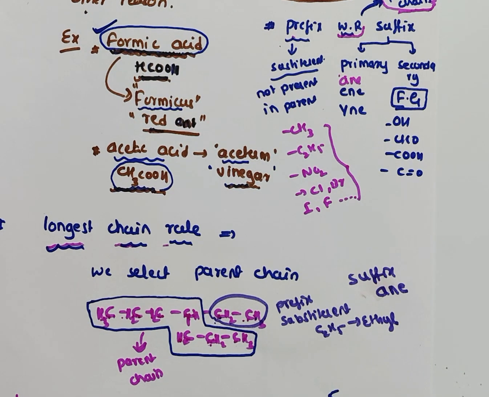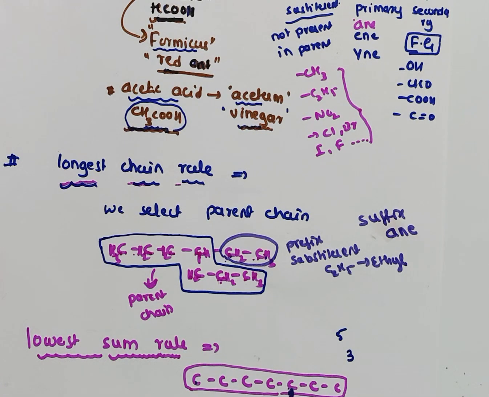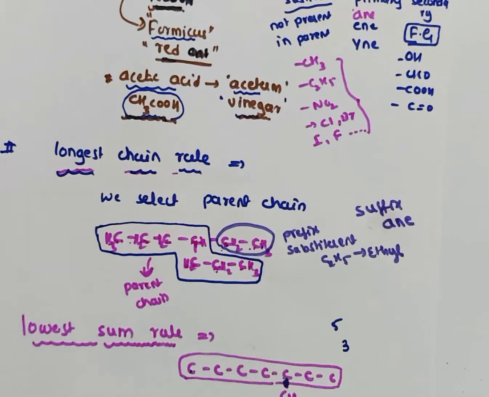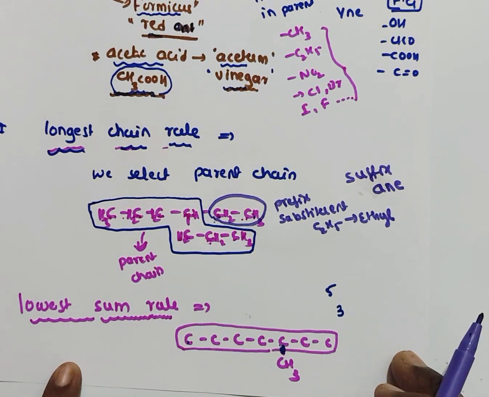First we recognize all these points, then we can easily name the given organic compound. Okay, so the first rule is what? Longest chain rule. So in the given organic compound, first we have to check the possible chains. In that we select the longest chain. Is this clear to everyone? Yes or no? So in the next, what is the second rule? Lowest sum rule. After selecting the parent chain, we number the carbon atoms.